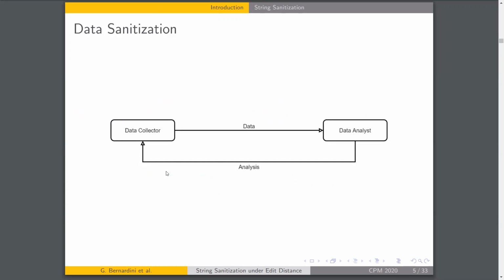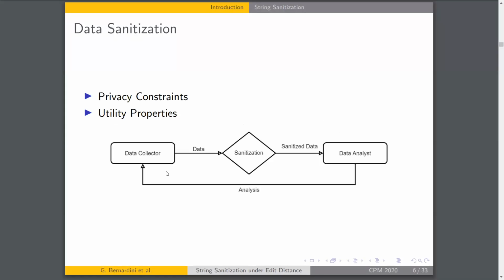So data sanitization is an area in data mining, which has been around for about 20 years. And the issue is that data collectors collect a lot of data, and they often send it to third parties for analysis. However, this is often not possible due to privacy reasons. And what data sanitization does is that it modifies this data such that it satisfies certain privacy constraints while maintaining certain utility properties from the original data.